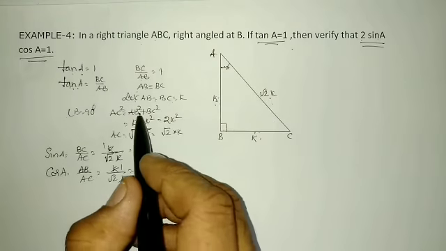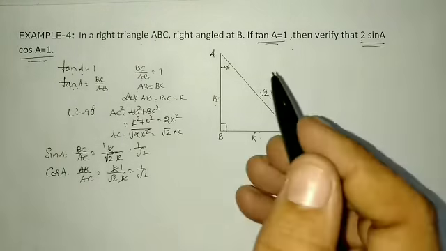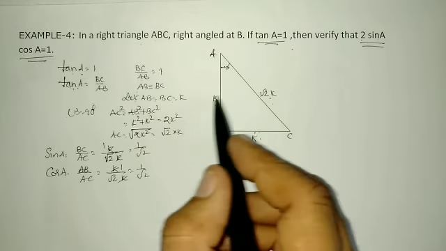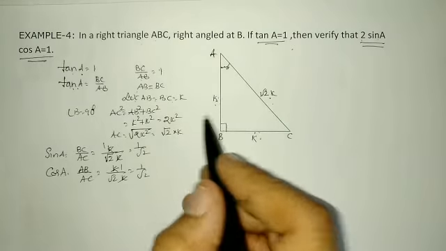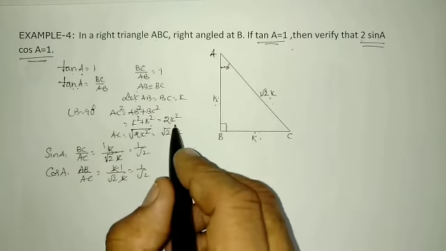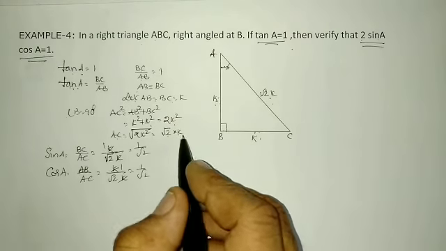AC square equal to AB square plus BC square. That is Pythagoras theorem. In a right angle triangle, square of the hypotenuse equal to sum of the squares of the other two sides. So AC square equal to AB square plus BC square, K square plus K square, 2K square. AC equal to root of 2K square, that is root 2 times K.